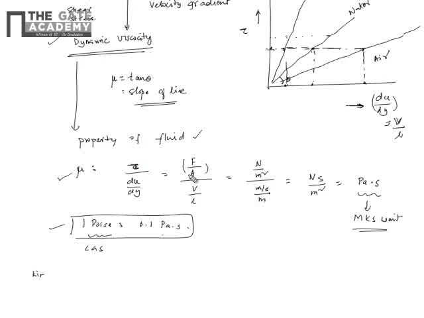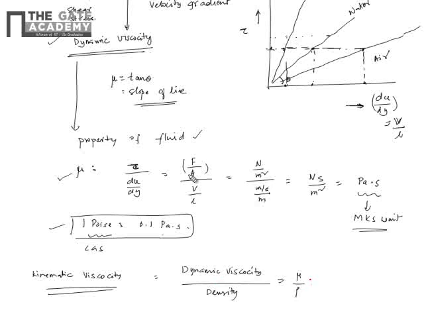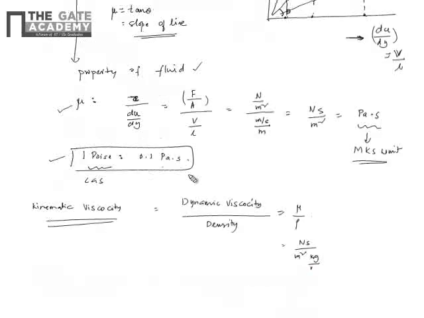Now sometimes another term is defined, kinematic viscosity, which is nothing but the ratio of your dynamic viscosity by your density. So it is mu by rho. That is what we define as kinematic viscosity. The units of mu are Newton second per meter square, and rho has units of kg per meter cube, because it is mass by volume.